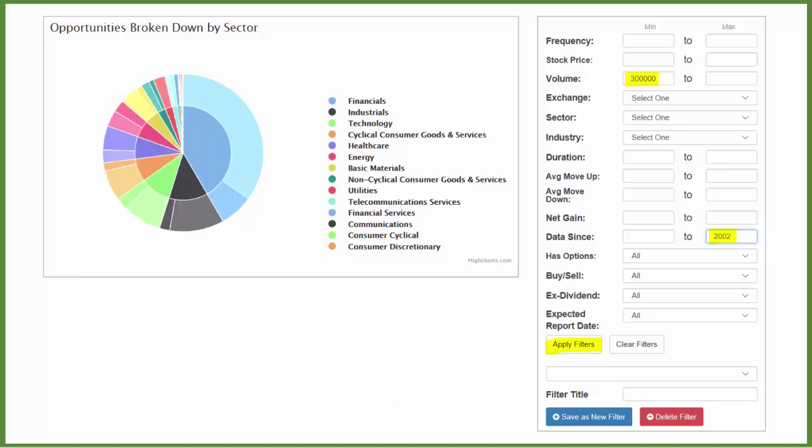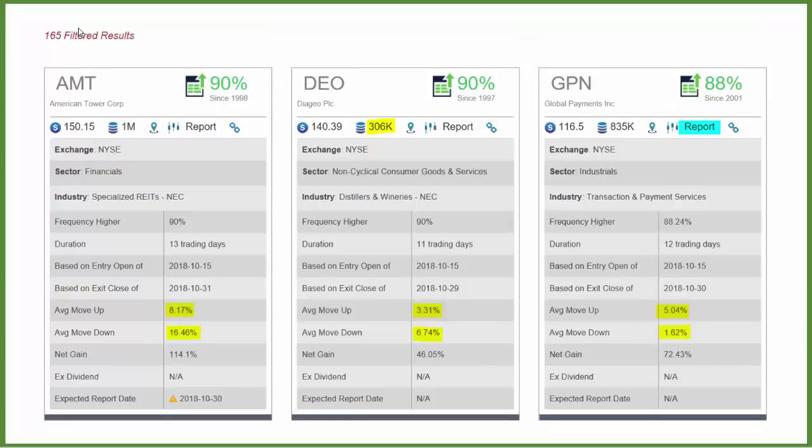Once I hit apply filters, I'm not going to come up with additional opportunities, but a more limited variation of opportunities shown based on my criteria. And you can see here the first 3 that are shown after applying the filter.